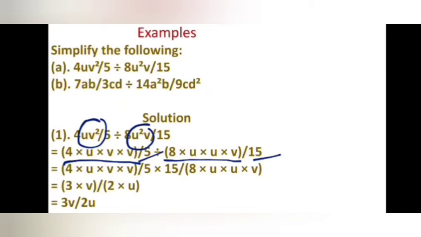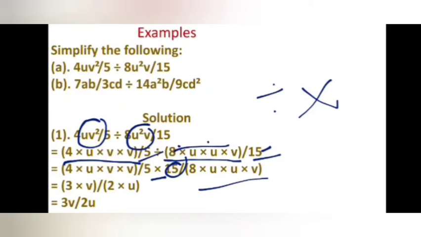Don't forget, division is usually converted to multiplication, especially when the right hand side of your terms is a fraction. You must take the reverse, the reciprocal. That is to say, when you convert it to multiplication, this goes up while this one comes down, as you can see. So you can now start cancelling. Let's see how you're going to do that.